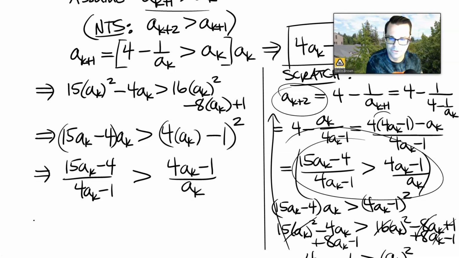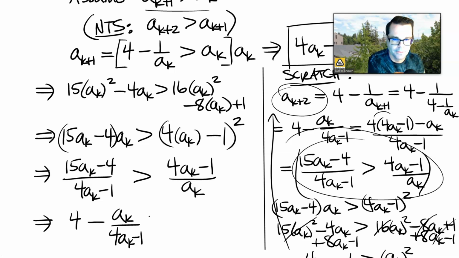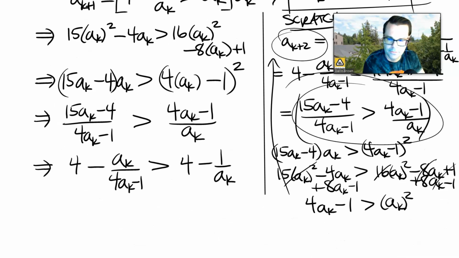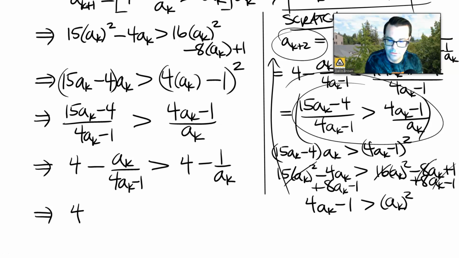Okay, and then let's see, we go back once more to, so this is 4 minus 1 over a sub k. And then this implies 4 minus 1 over 4a sub k minus 1 over a sub k.